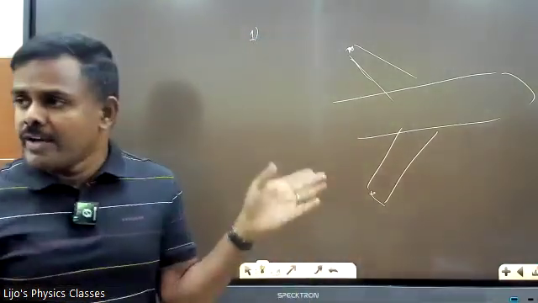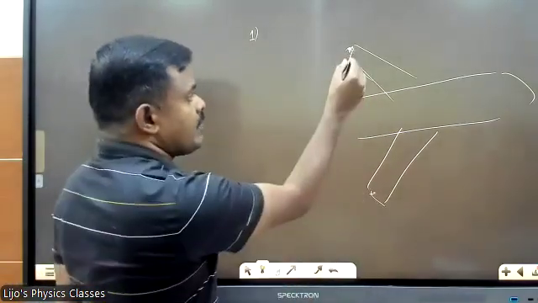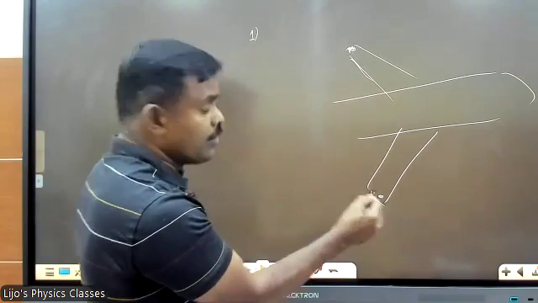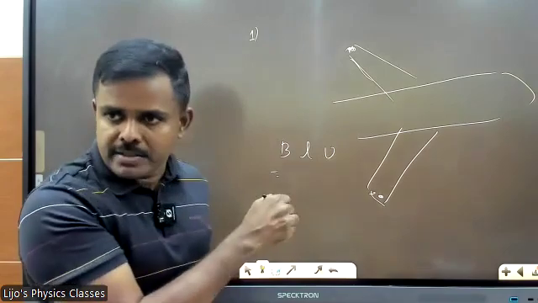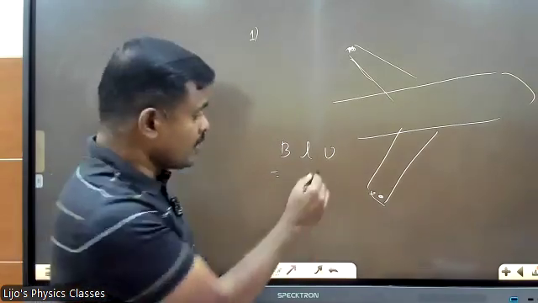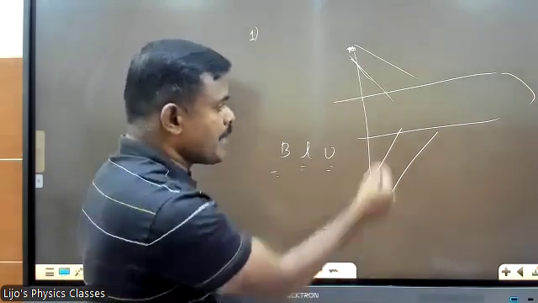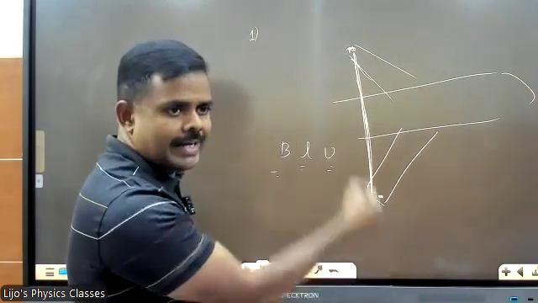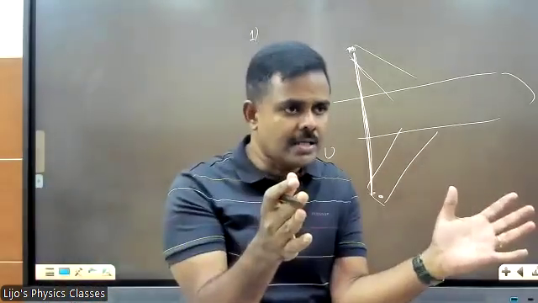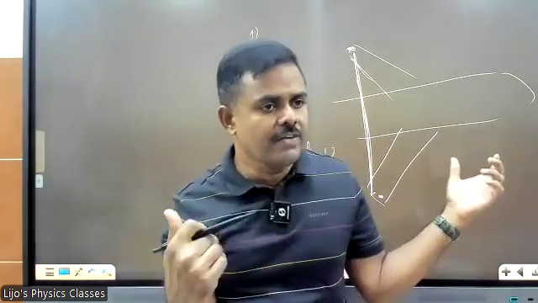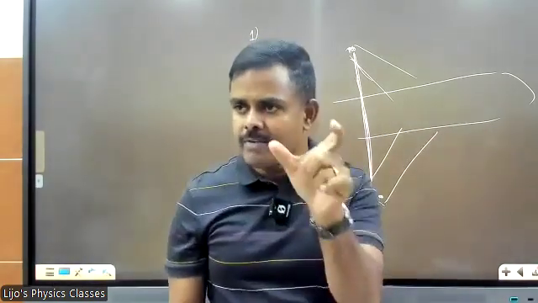So when the plane flies, they'll ask you to find the EMF generated between the tips of the wings. How to find it? B into L into V. What is B? The magnetic field of Earth will be given in the question. What is velocity? Velocity of the plane. What is length? Length is the wingspan of the plane, the end-to-end length of the wings. One wing may be 25 meters, so altogether 25 plus 25, 50 meters. They'll say it is the wingspan. Understood? Wingspan will be given.